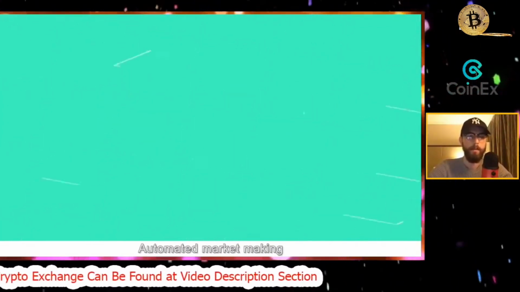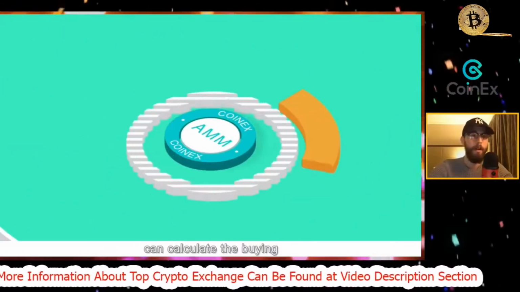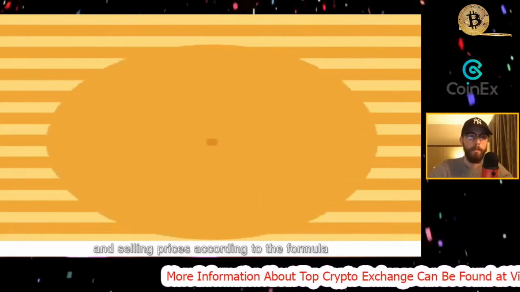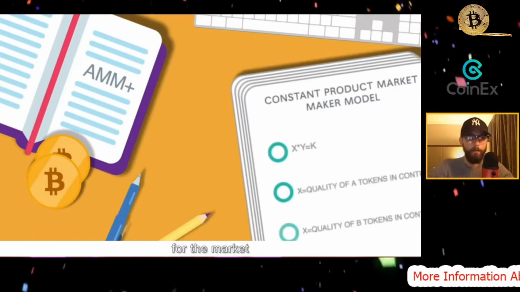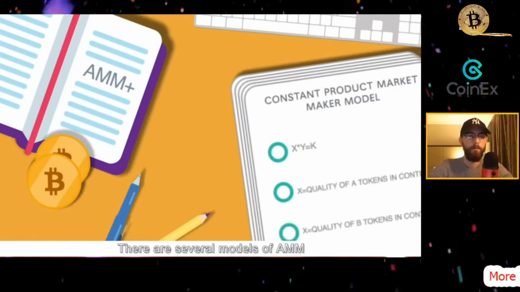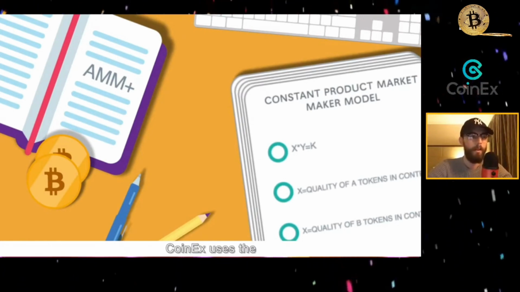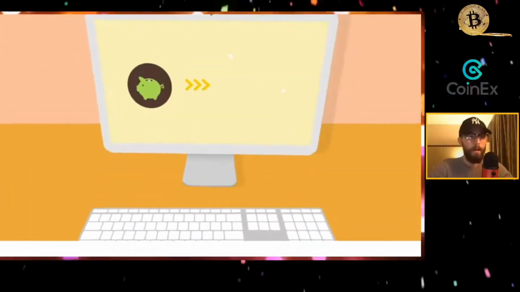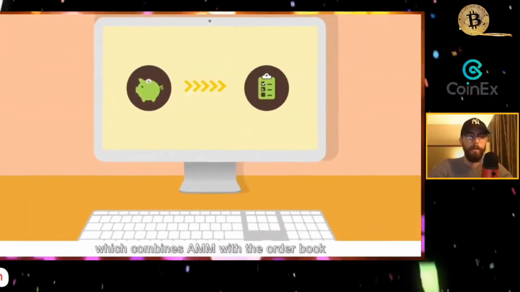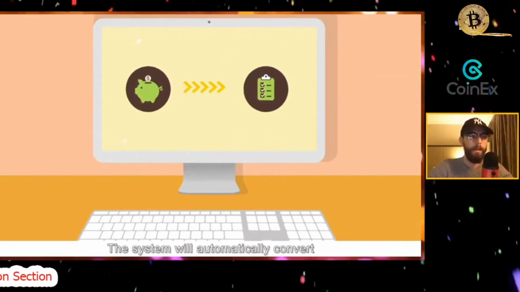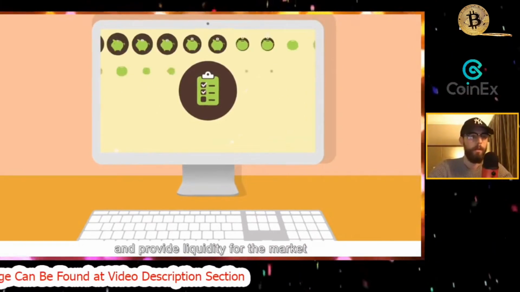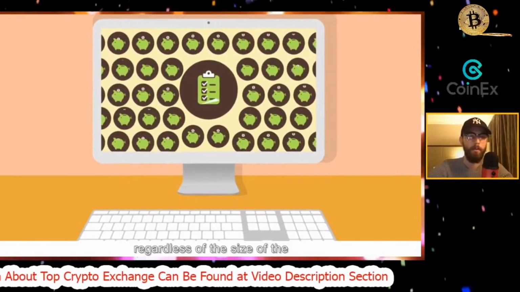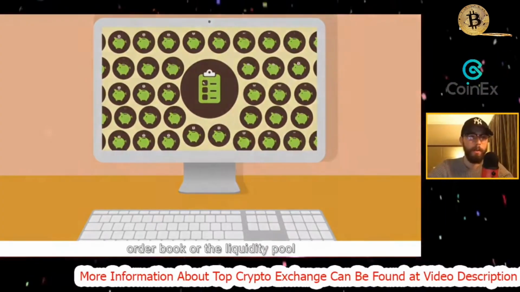In this issue, we will introduce CoinEx Automated Market Making, AMM, and how to earn liquidity income. Automated Market Making, or AMM, can calculate the buying and selling prices according to the formula, so as to provide continuous quotations for the market. There are several models of AMM. CoinEx uses the Constant Product Market Maker model, which combines AMM with the order book. This system will automatically convert the liquidity pool into an order book and provide liquidity for the market, regardless of the size of the order book or the liquidity pool.